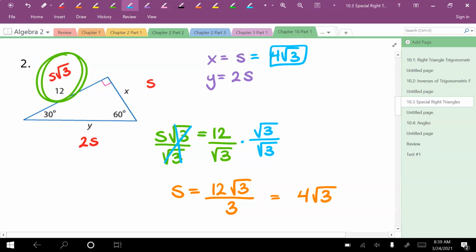And for y, we have to take 2 times the s value, so 2 times the 4 square root of 3. When you're multiplying a problem like that, you can only multiply the numbers that are alike. So you can only multiply the 2 and the 4. You can't take 2 times the 3 because it's underneath the square root sign. So this says 8 square root of 3.